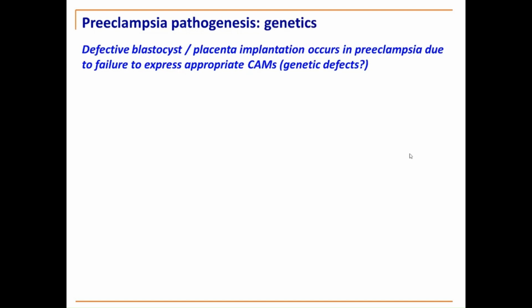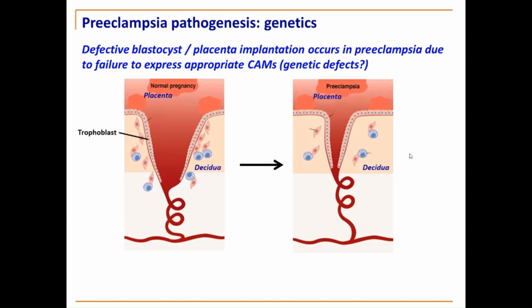And so part of the cause of this may be defective blastocysts or placental implantation, because of the failure to express appropriate cell adhesion molecules, that's CAMs. This is linked to your genetic defects, as we're going to talk about. So remember, on the left-hand side, this is your normal pregnancy with the normal remodeling of the decidua and the normal remodeling of the spiral arteries.